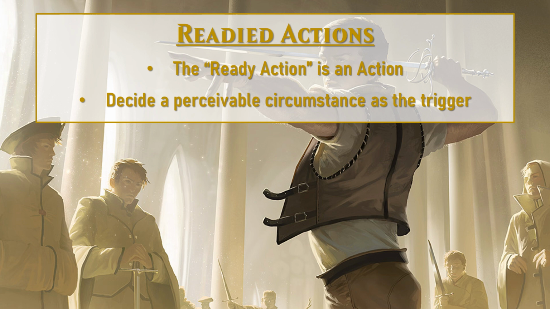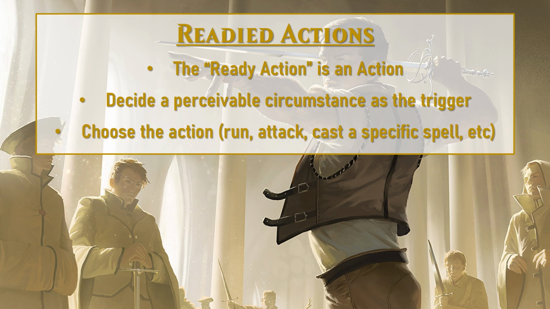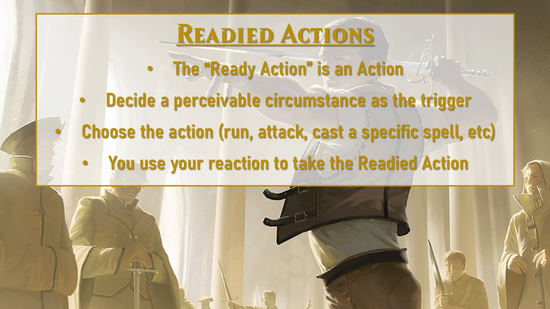This can be a lot of different things. A simple example is, if the enemy walks up to me, then I will swing my sword at it, etc. Then you will choose the action, so in that scenario it was swinging the sword, that you will take in response to that specific trigger. Or you can choose to move up to your speed in response to it. When that trigger occurs, you can either take your reaction right after that trigger happens, or ignore the trigger and not take that action. It is worth noting here that you use your reaction to actually take the action that you've readied, meaning you will no longer have your reaction.